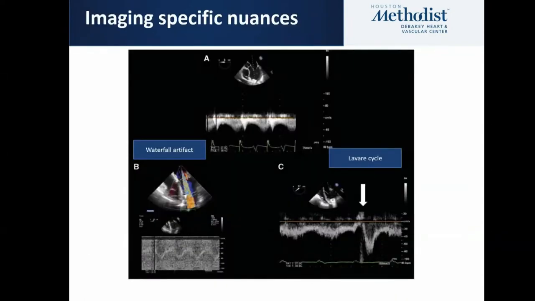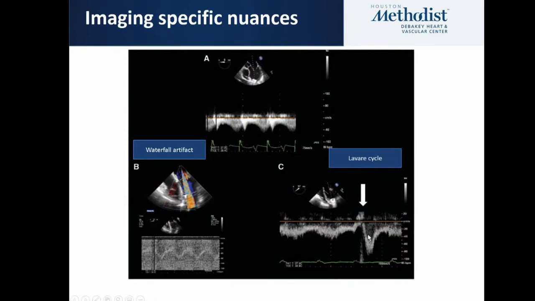Now, there are some image-specific nuances. Sometimes people worry about this kind of turbulent flow pattern that they see. This is basically what I call a waterfall artifact that you can see because of the actual LVAD hum, not necessarily because there's anything wrong with it. Several times I get questioned about this retrograde flow.